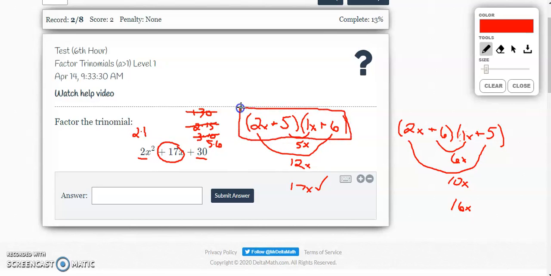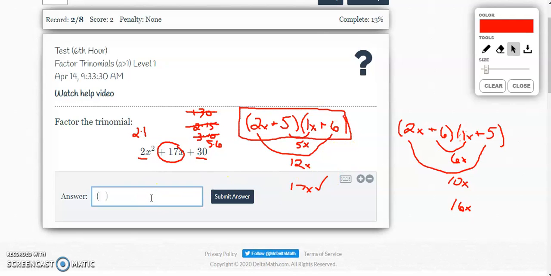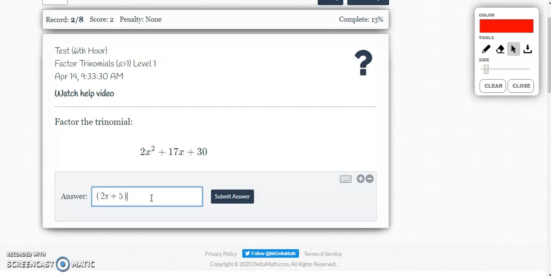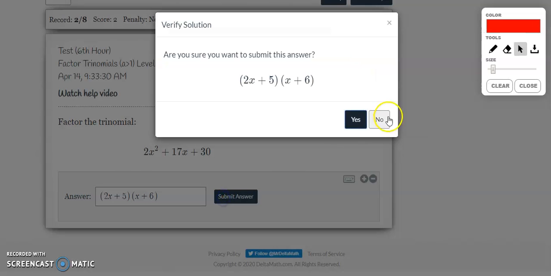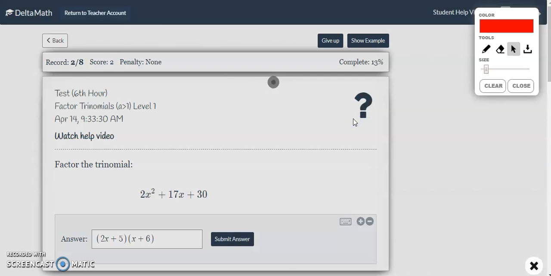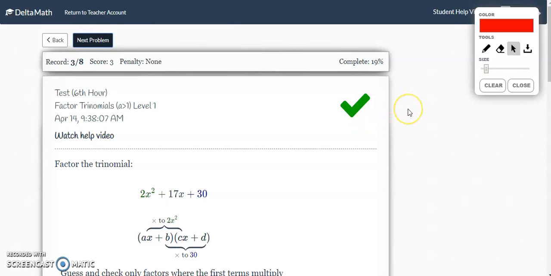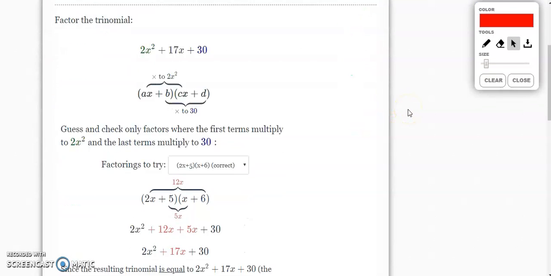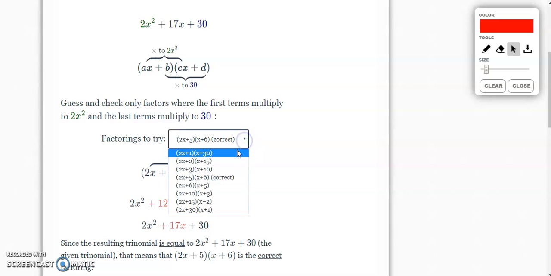All right, I just did some logical reasoning through this. The 1 and the 30 was going to be too big. We tried the 2 and the 15, tried the 3 and the 10, and ultimately ended up with that combination of 5 and 6. So then I'm going to go ahead and enter that in: 2x plus 5 and x plus 6. And we'll submit. Yes, I am correct there.